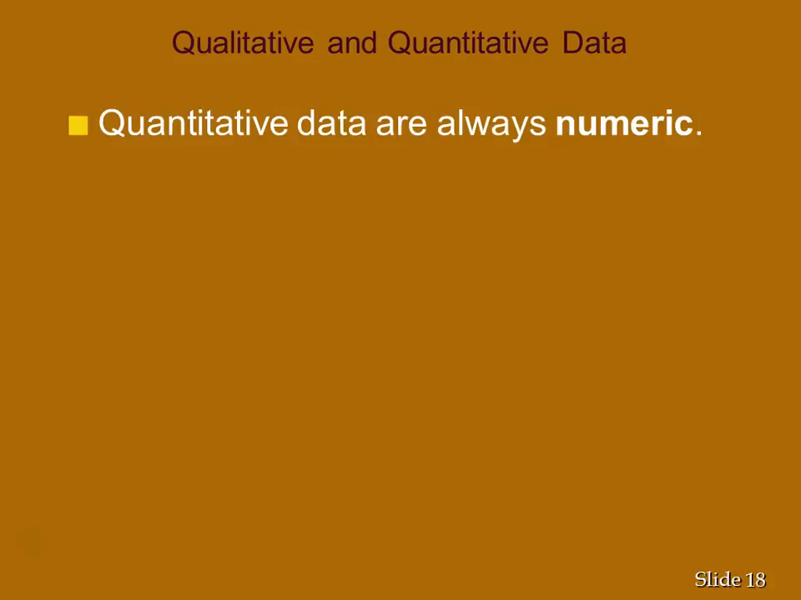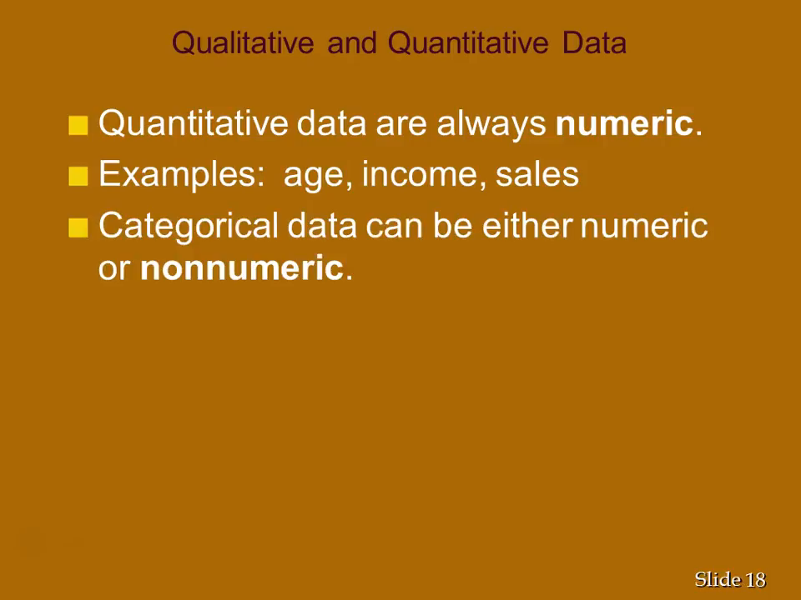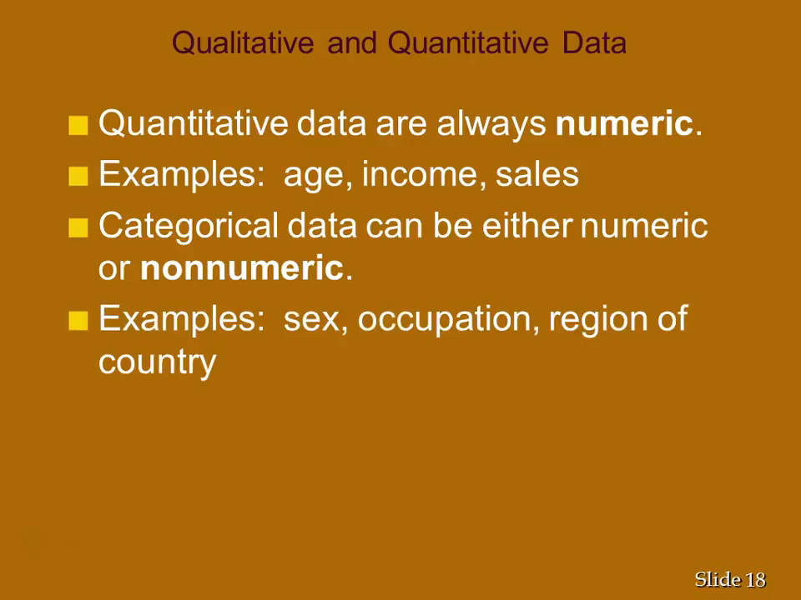As I said a second ago, quantitative data are always numeric. Again, some of the examples we gave earlier: age, income, sales of a company. Immediately a number comes to mind when you hear of these things. Categorical data can be numeric if we want them to be, or they can be non-numeric. As we talked about before, sex, male or female, is a categorical variable. If I wanted to arbitrarily put a numbering system on it, I could, but I don't have to.